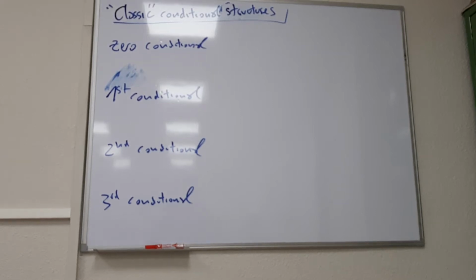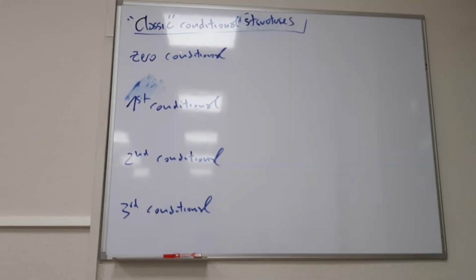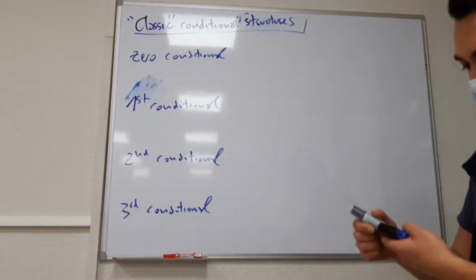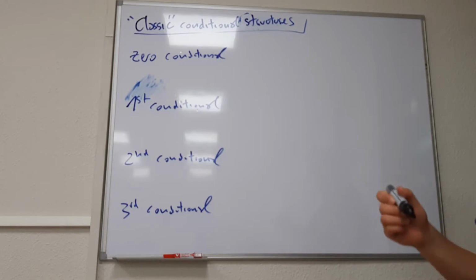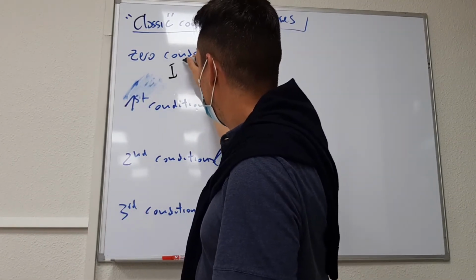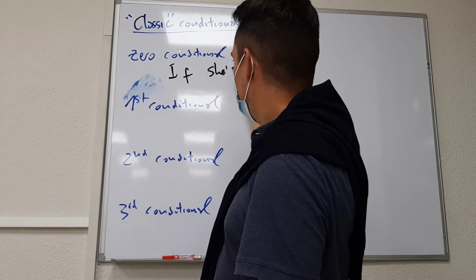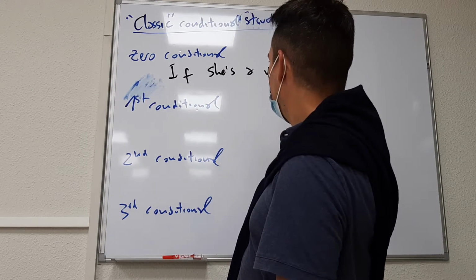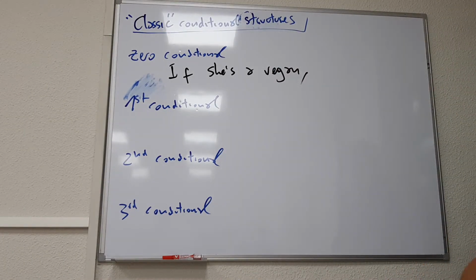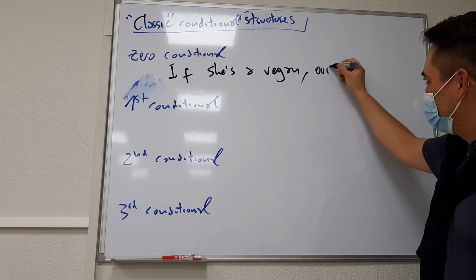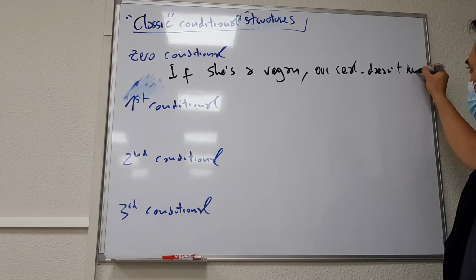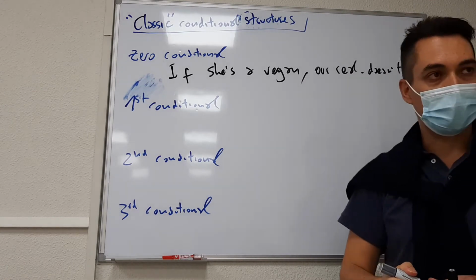I'm pretty sure that you are familiar with the classic conditional sentences. So let's make up a sentence. If she's a vegan, our relationship doesn't work. This is what we call a zero conditional.